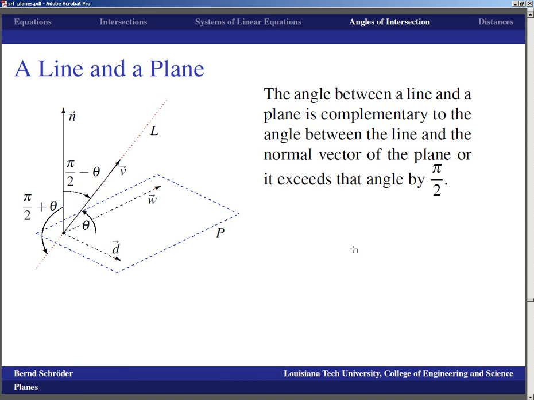Sorry about the highlighting there. And if that angle is between 0 and 90 degrees, then you have to subtract that off of 90 degrees in order to get the angle between the line and the plane. And if the angle is greater than 90 degrees or pi halves, well, then you subtract 90 degrees or pi halves off of that to get the angle between the line and the plane. So this is something that you could memorize, but seeing the picture is a lot more important, because that allows you to recreate this kind of stuff.